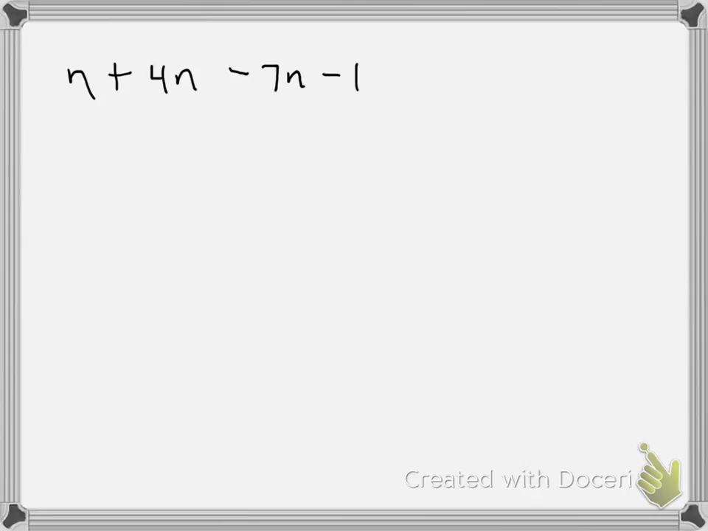All right, here's another expression, and we'll go through the same process. First we'll identify the terms. So we have n, 4n, negative 7n, and a negative 1.